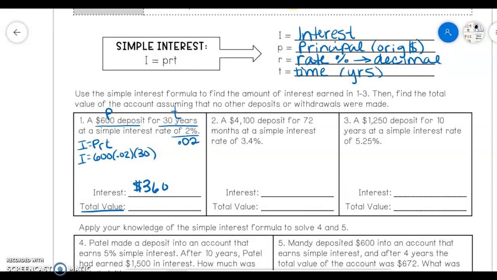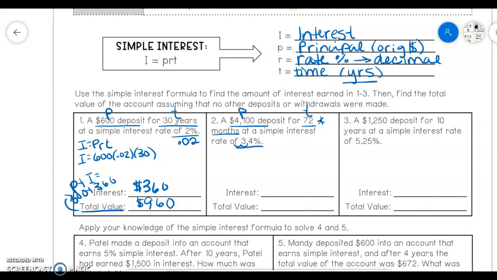Now our total value is going to be our principal plus our interest. So when we take 600 plus 360, we now have a total value in that account of $960. On number 2, we have a deposit of $4,100 for 72 months. Now we have to be careful there. That is our time, but remember time is in years, so we'll look at that.